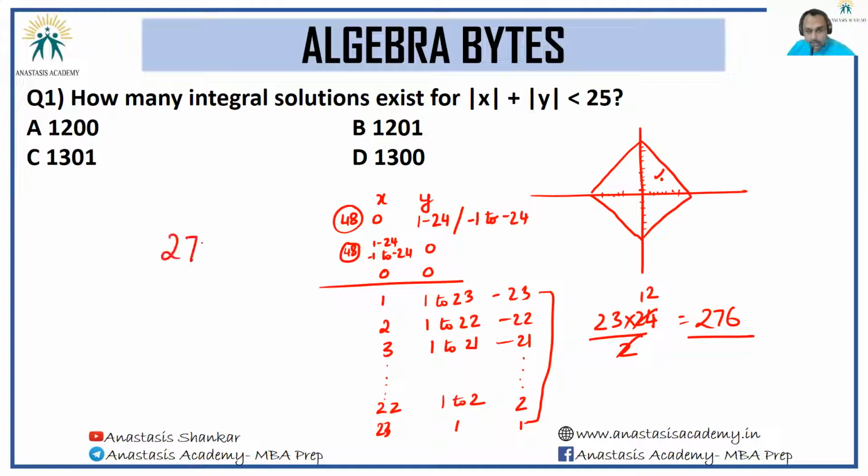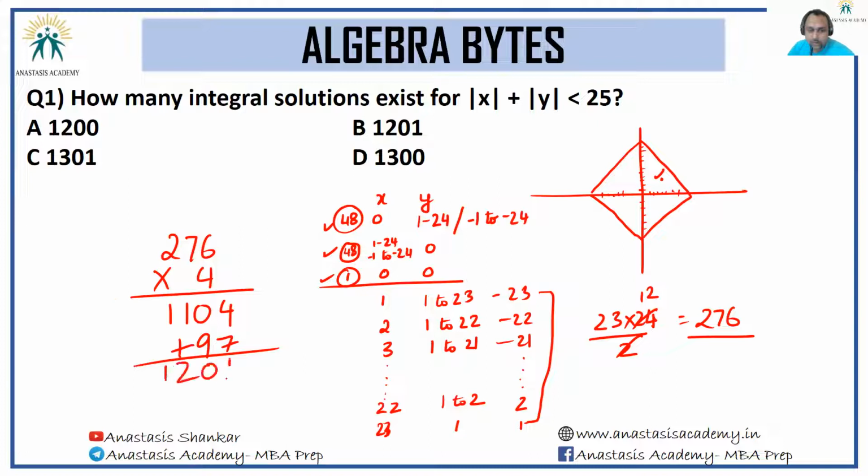So 276 into 4 gives me 1104. These many cases I will get. Additionally, I have 48 and 48 and 1. So 97 more cases. Add this up. Together, I will get a total of 1201. So the answer should be option B.